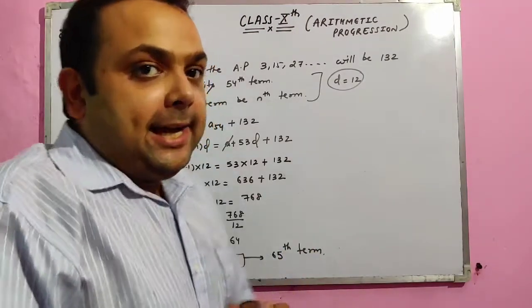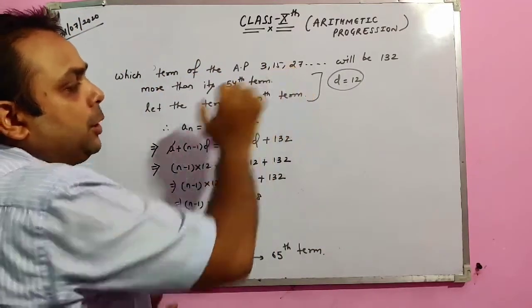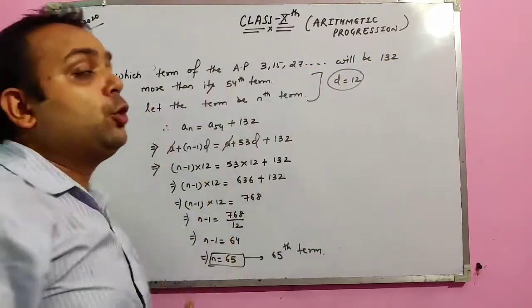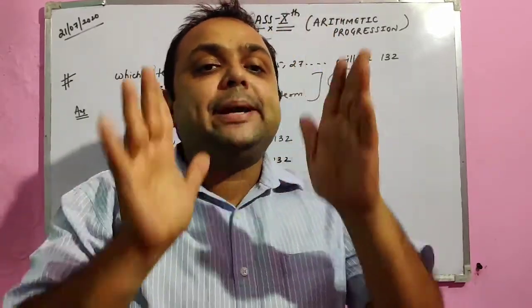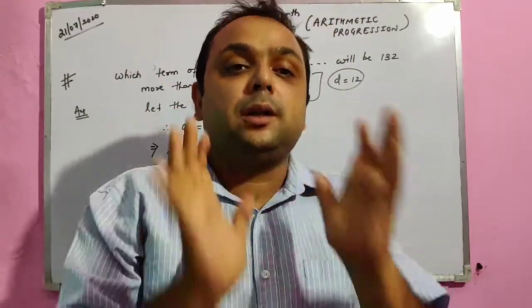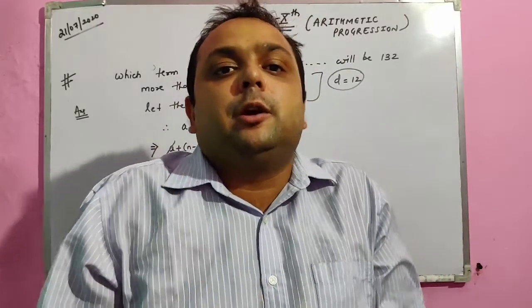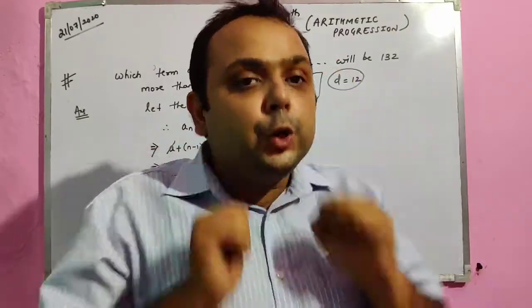Now this question is saying, which term of the AP 3, 15, 27 will be 132 more than its 54th term? A very important question regarding boards. In a particular AP, there is a particular term which is 132 more than the 54th term. That is, the difference of both the terms should be equal to 132.